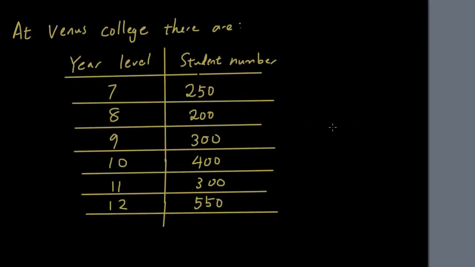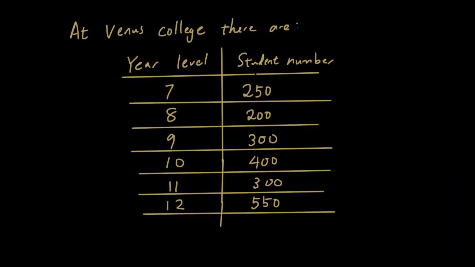So let's say that at the fake school that I invented, Venus College, there are 2,000 students distributed across these year levels. So grade 7s, there are 250 students, grade 8s, 200 students, a lot of grade 12s, mainly because I probably didn't make up the question right. But in this school, 2,000 students are distributed across 6 year levels. And now we're going to talk about how to choose 50 people from this school.